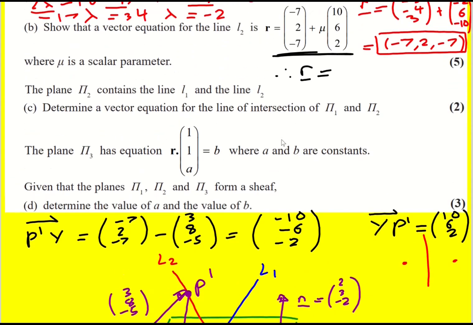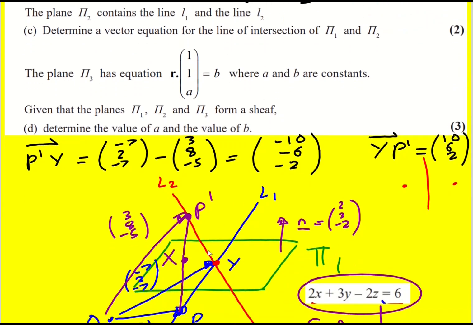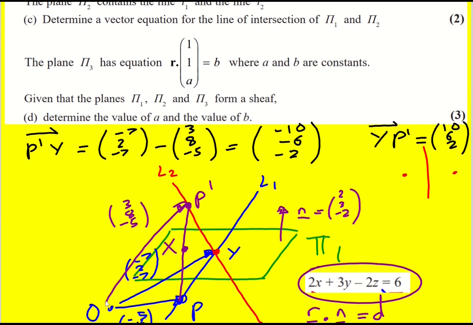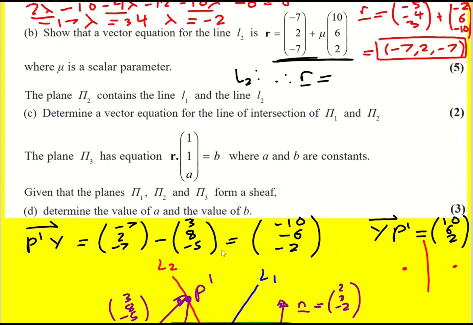So for L2, I'm going to get onto the line at Y. Okay, you could get onto the line at P dash, but they've asked us to do a show that. So we're going to get onto the line at Y. That's going to be minus 7, 2, minus 7.